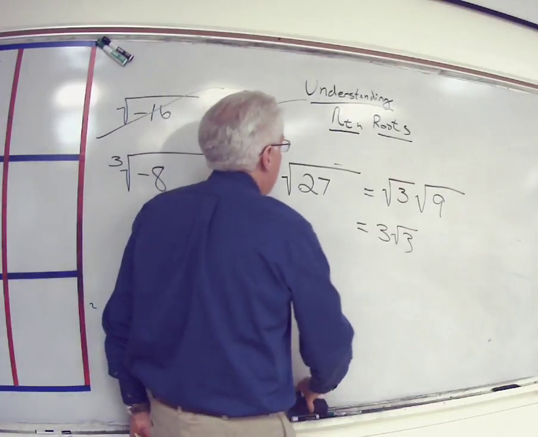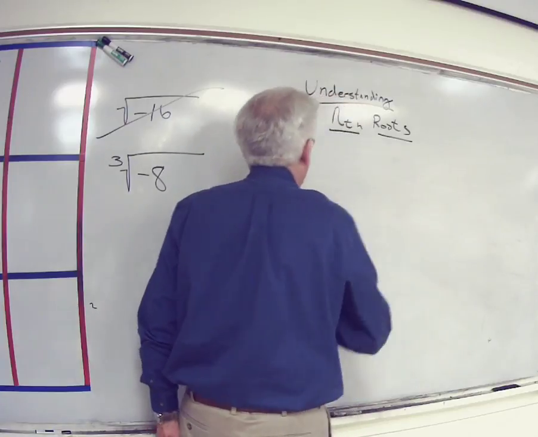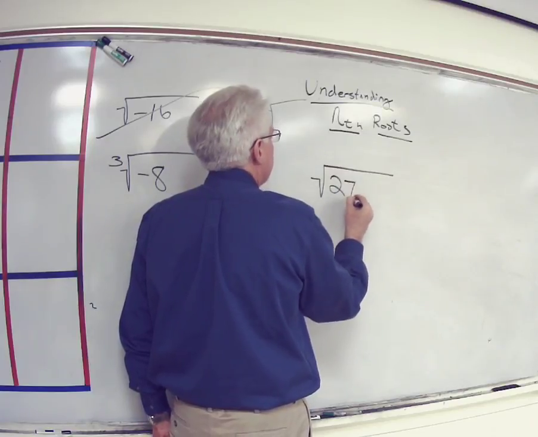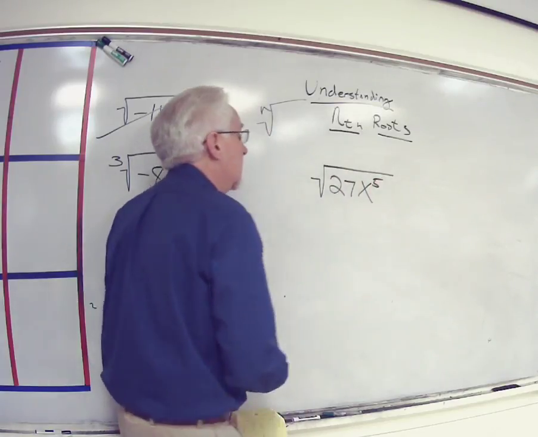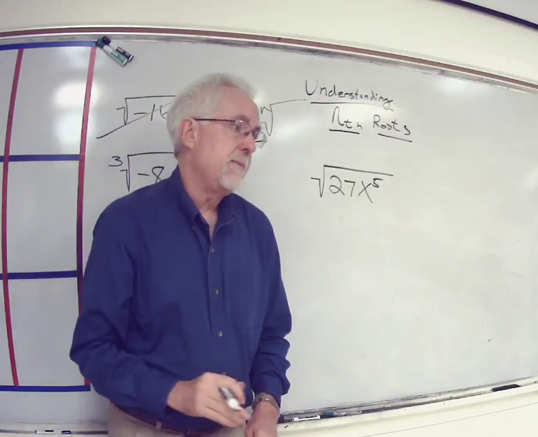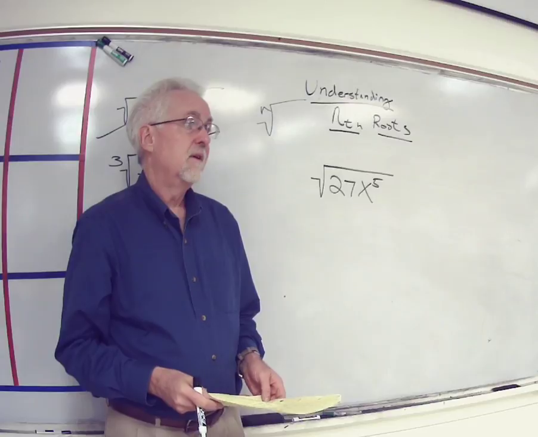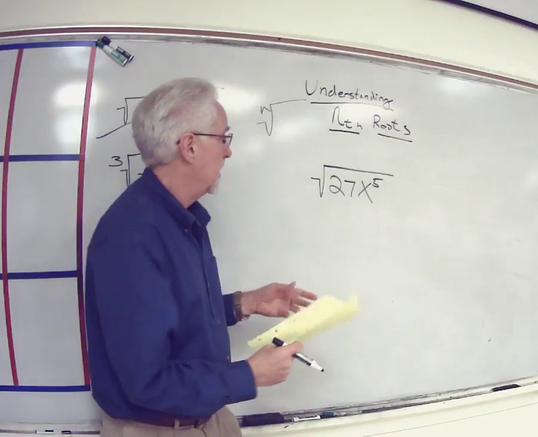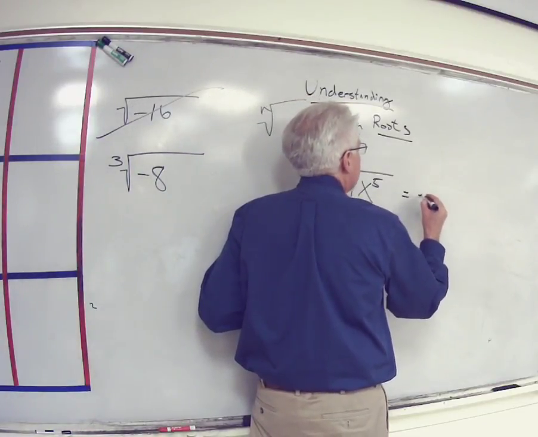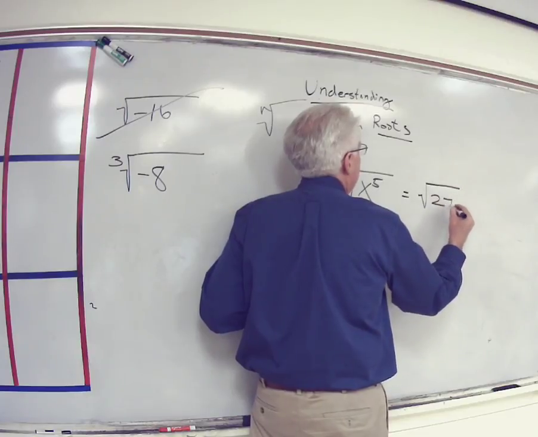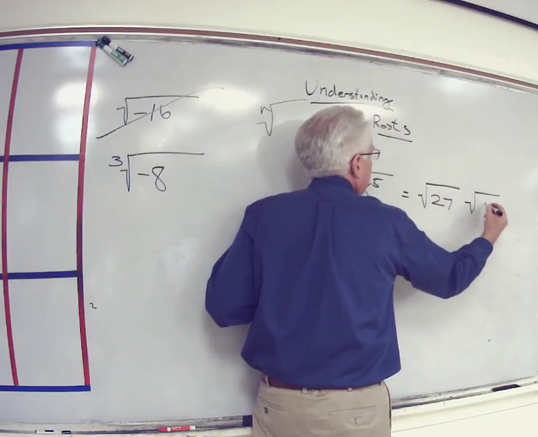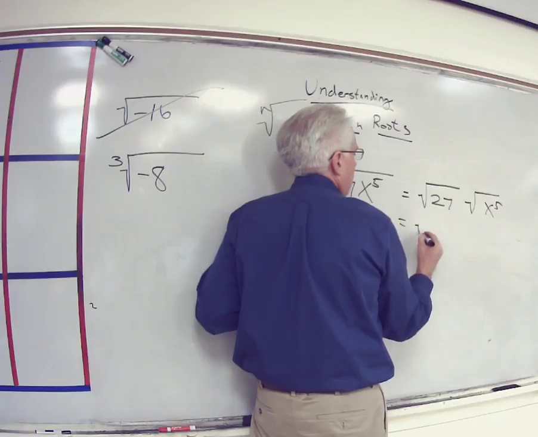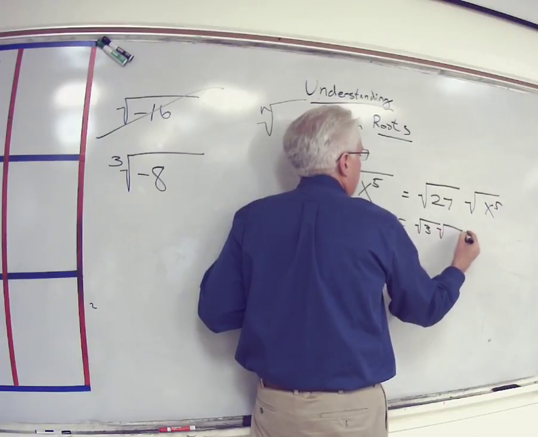All right. Now I want you to think about this though. How about if I had the square root of 27x to the 5th? Tell me what things I have to worry about now. Well, I have to worry about 27 and the x's. So I'm going to need to do this as the square root of 27 times the square root of x to the 5th. Now what do I do with the square root of 27? Square root of 3 times the square root of 9.